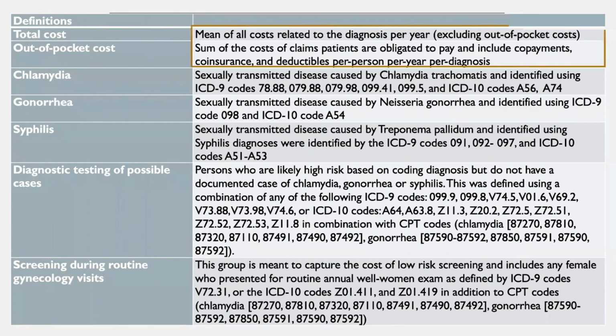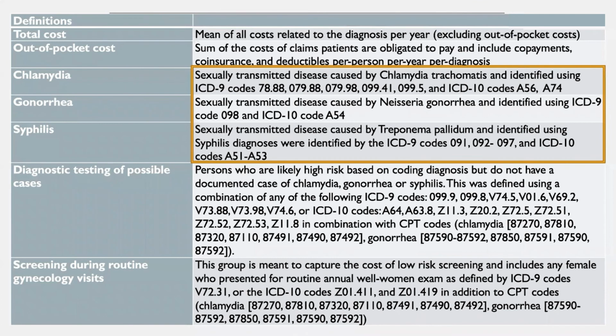So total cost and out-of-pocket costs are fairly self-explanatory. The total cost is all costs related to that diagnosis per year, excluding the out-of-pocket. So that's everything that the insurer pays. Whereas the out-of-pocket, this is everything the patient's responsible for paying for. So it could be co-payment, it could be co-insurance, and it could be deductibles.